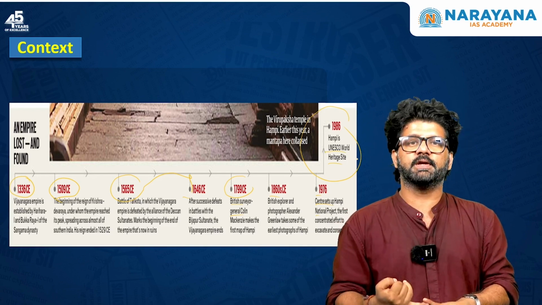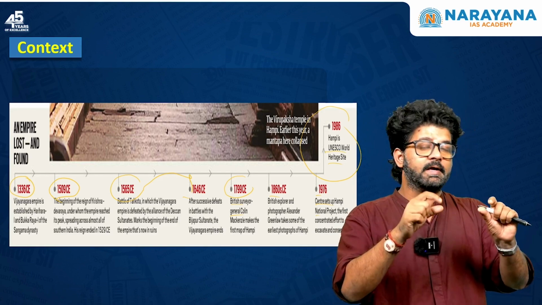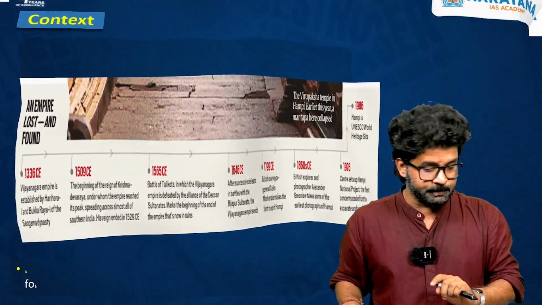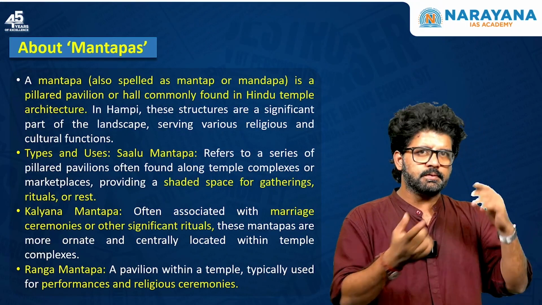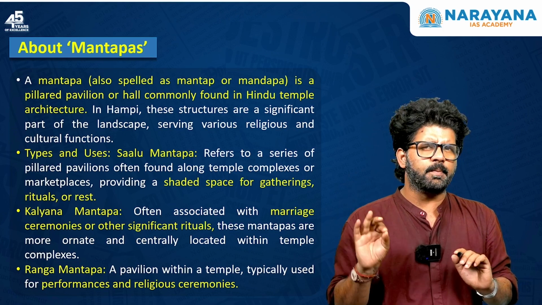So please remember this. For UNESCO World Heritage Sites, all the new sites which are being added, you have to keep a tab on that. Hampi is especially important. The Vijayanagar Empire is very important. So mantapas, that is why we are reading this. Salu Mantapa has collapsed. So we'll understand three different types of mantapas.